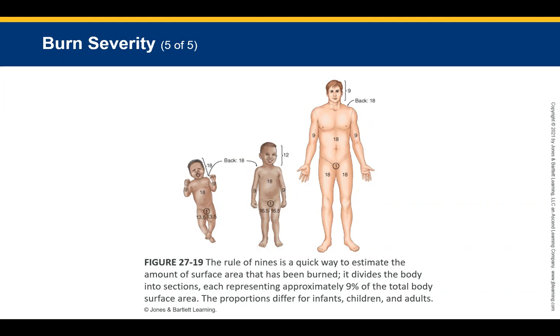A lot of times on these tests, National Registry will tell you that the patient had burns to the upper extremities and to the chest. What is the percentage of burns? Both arms total 18 and the chest is 18, so you add them and there's your number. This picture is very, very good to study from. If you have your phone, I would take a screenshot or print it out. It's very important.